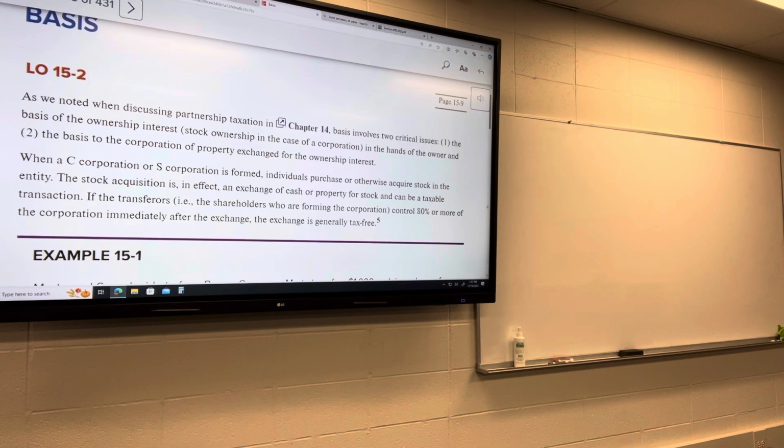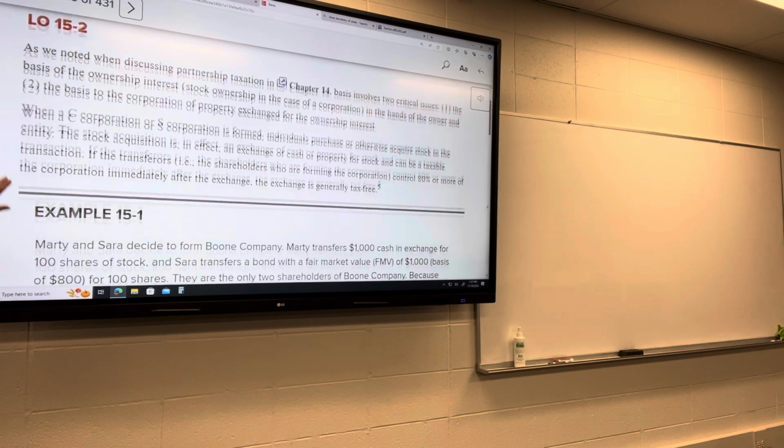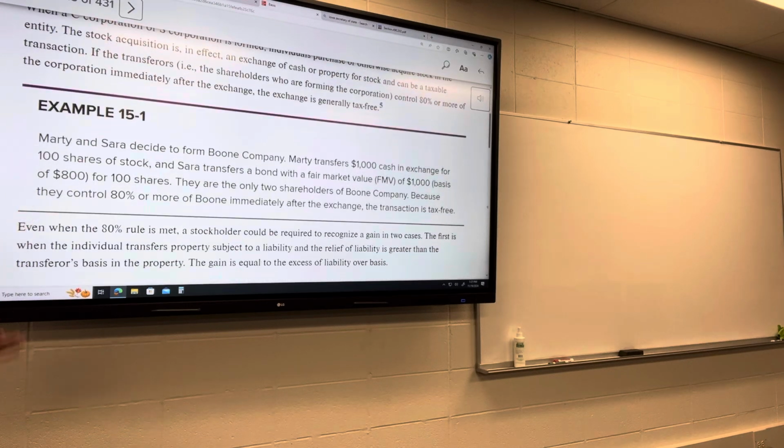So if the transferors, the shareholders who are forming, control 80% or more of the corporation after the exchange, generally speaking, the exchange is tax-free. So if whoever is forming it controls 80% or more together of the corporation, then that exchange is generally tax-free.